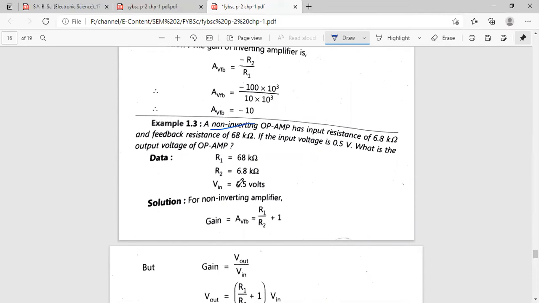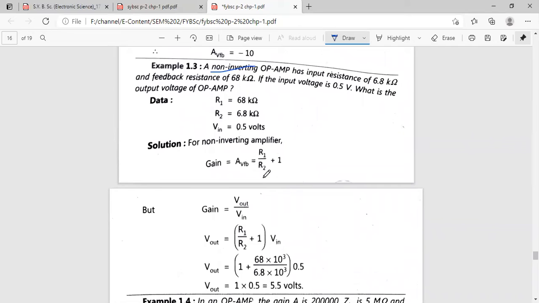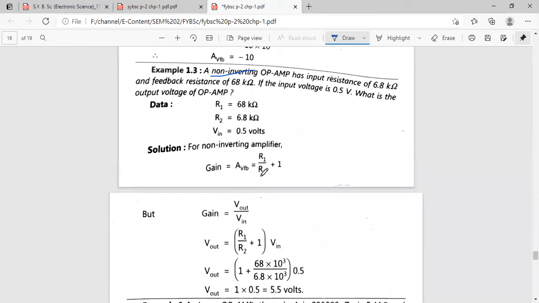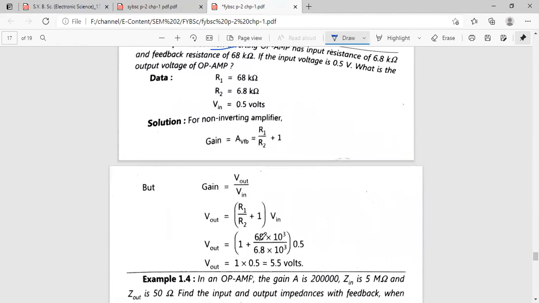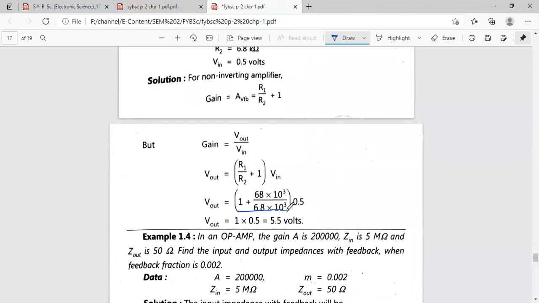For non-inverting mode, we have seen the formula is gain equal to 1 plus Rf upon Rin. We can write here 1 plus R1 upon R2. The feedback resistor's value is given, and the input resistor's value is also given, so we can simply put the values in the formula. What is the formula? 1 plus Rf upon Rin. 1 is nothing but your constant, Rf is the feedback resistor, Rin is the input resistor, and you have to simply solve this bracket. Once you are done solving the bracket, multiply that bracket value with 0.5, and that is nothing but the maximum output you are going to get at the output of the op-amp.